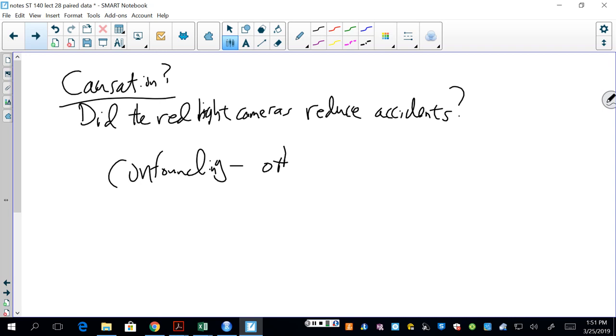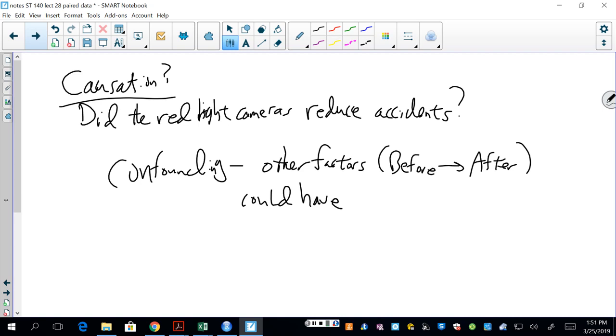So other factors that are in effect or change from before to after could have impacted the outcome. And so it's hard to conclude that it's just the red light cameras. There could have been other things happening at the same time, and so there's a little bit of a question.